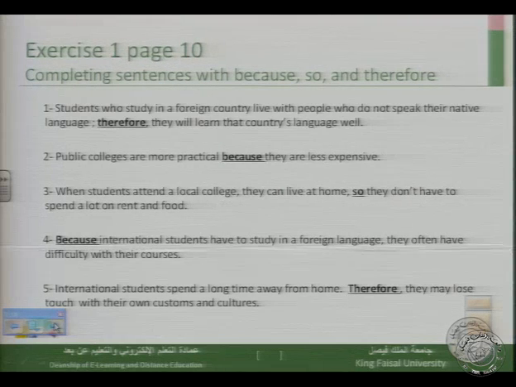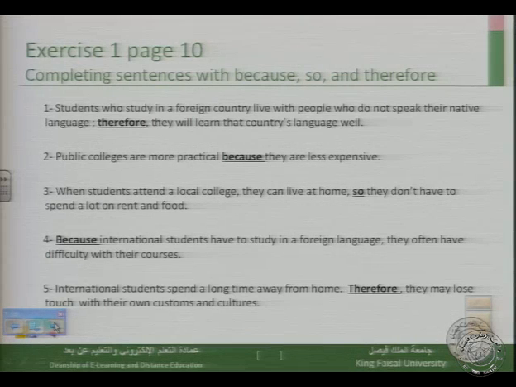In the next slide, we have the exercise corrected. We have the 5 sentences corrected. I will read them again. Number 1, students who study in a foreign country live with people who do not speak their native language, semicolon, therefore, comma, they will learn that country's language well. Number 2, public colleges are more practical because they are less expensive.